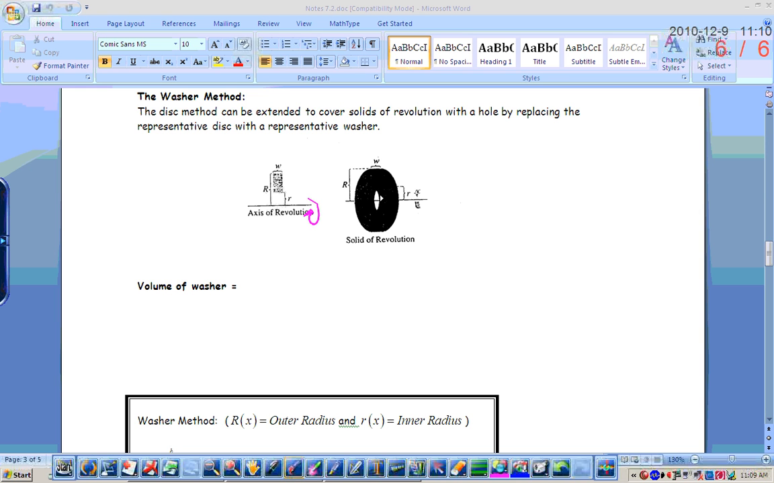So the outer volume, if it didn't have a hole in it, would be pi big R squared W. Everybody okay with that? And then what would the volume of the hole be? Pi little r squared times W. All right, so if you wanted to, we could factor out a pi and a W and then get big R squared minus little r squared.